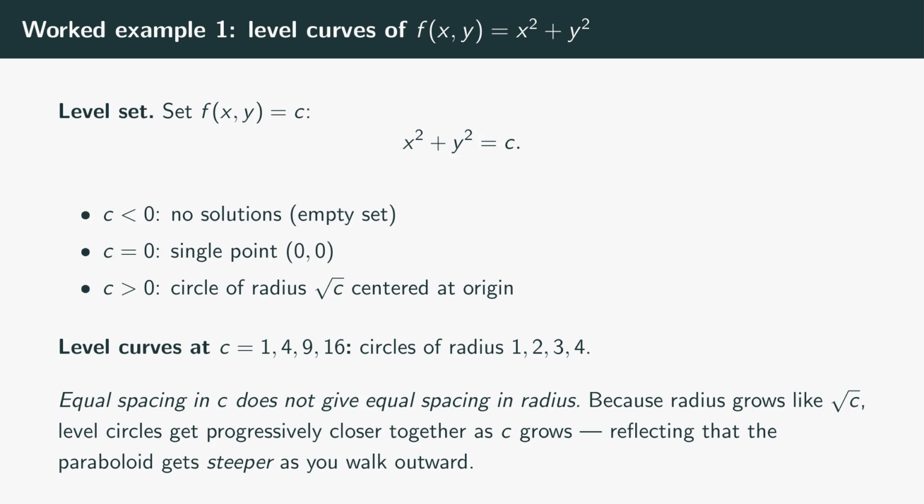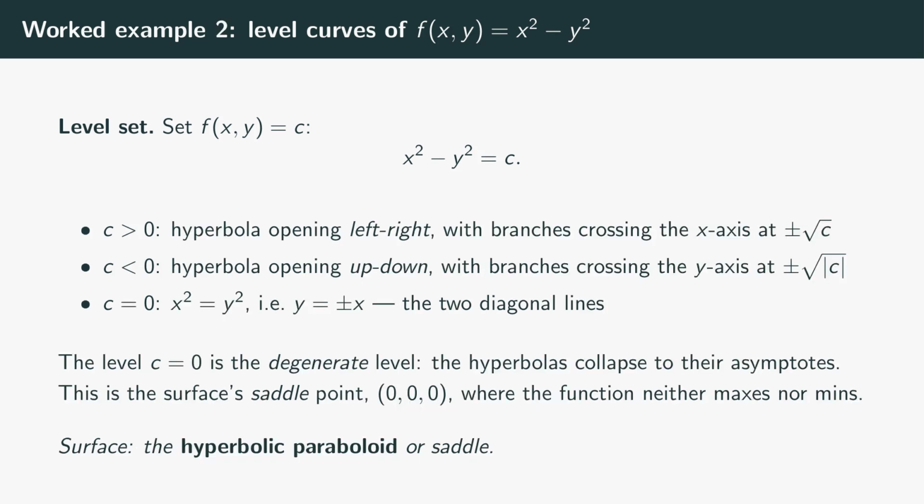But if we instead space the levels evenly as c equals 1, 2, 3, 4, 5, the radii are 1, the square root of 2, the square root of 3, the square root of 4, the square root of 5, which compress as c grows. The circles bunch up the higher you go. Topographically, that's saying the paraboloid gets steeper as you walk outward, which matches the picture of a bowl whose walls keep getting more vertical.